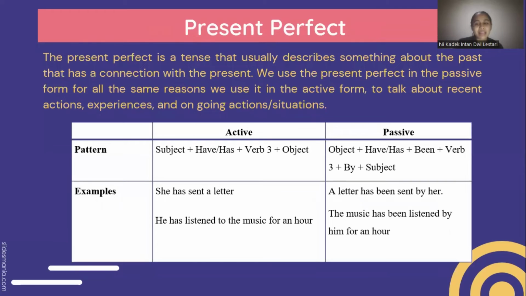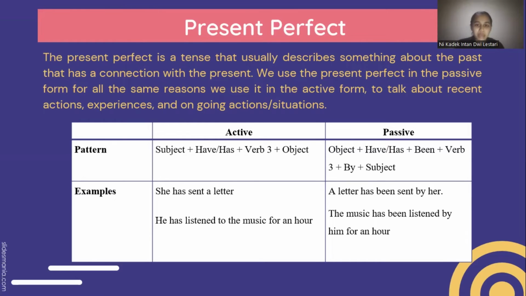And then, next, present perfect. The present perfect is a tense that usually describes something about the past that has a connection with the present. We use the present perfect in the passive form for all the same reasons we use it in the active form: to talk about recent actions, experiences, and ongoing actions or situations.